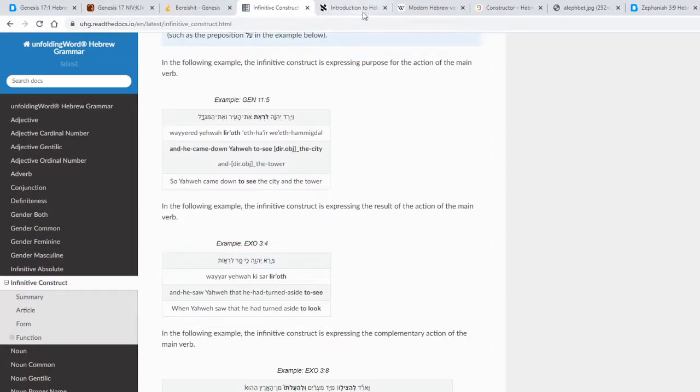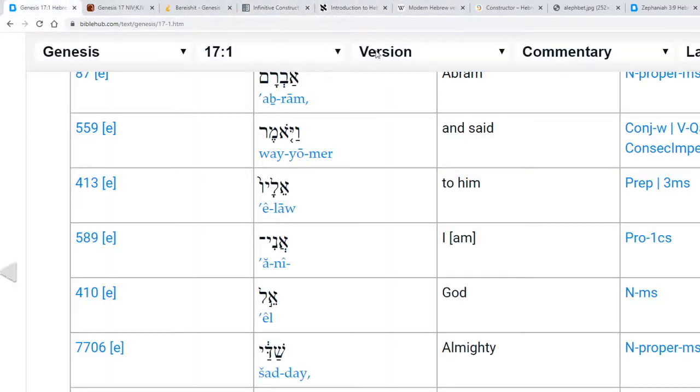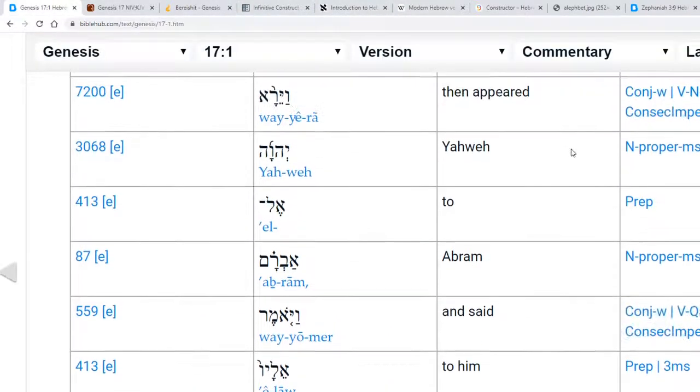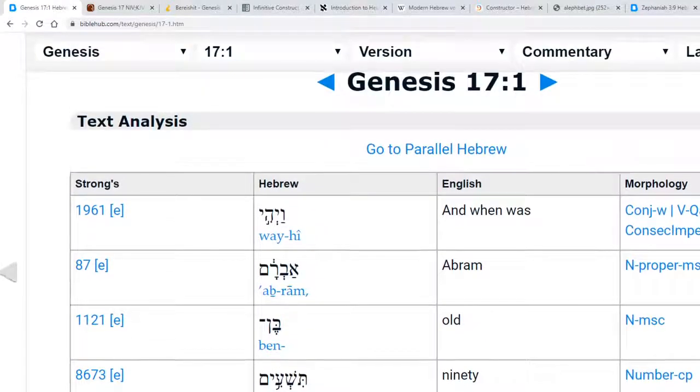Okay, so we're not gonna. So let's go back here, and let's take a look at the morphology here. Okay, so we have a prefix vav, and then we have yihi. So let's look at the morphology.